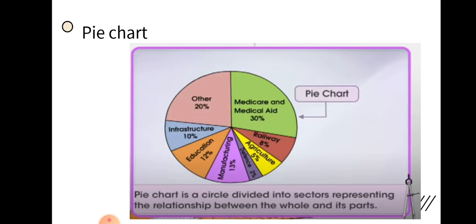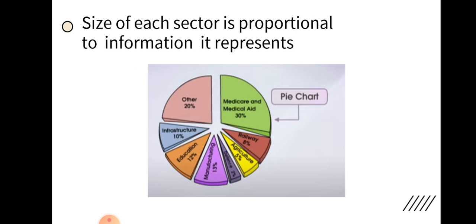A pie chart is a circle divided into sectors representing the relationship between the whole and its parts. A pie chart is actually a way of representing data in the form of a circle. We find out the corresponding value of each sector in the form of degrees, and then we represent it in the form of a pie chart with the help of a protractor and compass. The size of each sector is proportional to the information it represents.